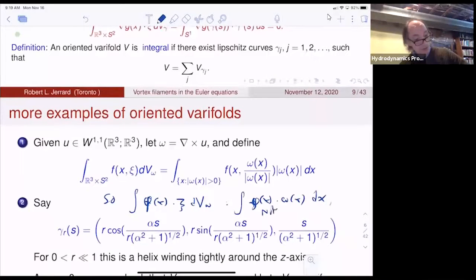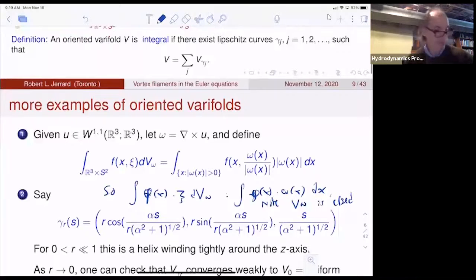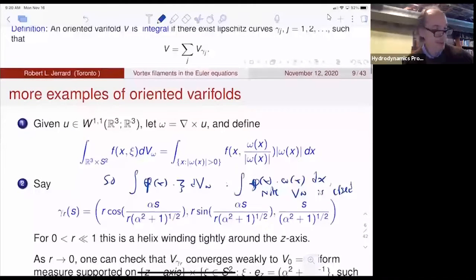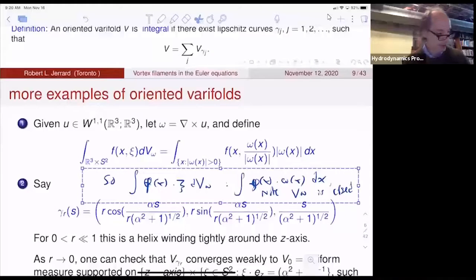And so we can see that, note that V omega is closed. Because if phi is a gradient vector field, I can write this expression, I can integrate by parts, and I will get a divergence of omega, which is 0 because omega is divergence free. Okay, so that's one example. Here's another example.